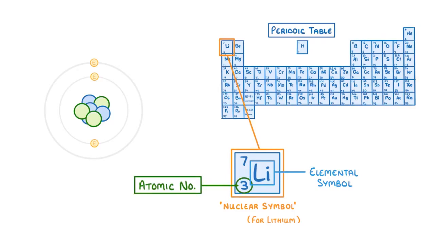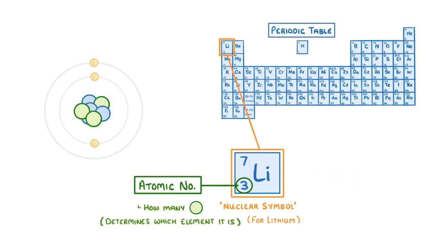In the bottom left, we have the atomic number, which is how many protons the atoms of that element have. And this one's really important, because it's the number of protons that determines which element it is. So if our atom over here had 4 protons instead of 3, then it wouldn't be lithium anymore.